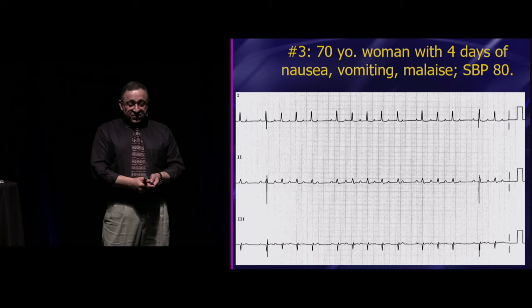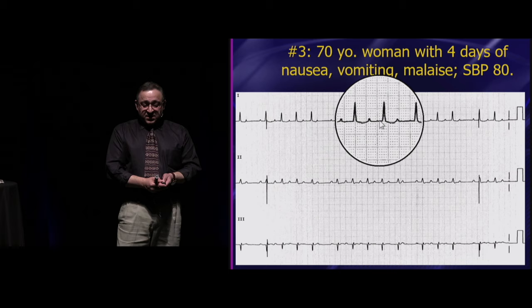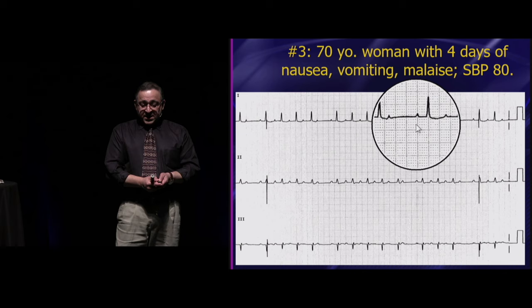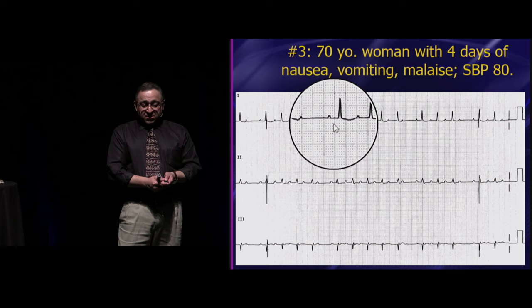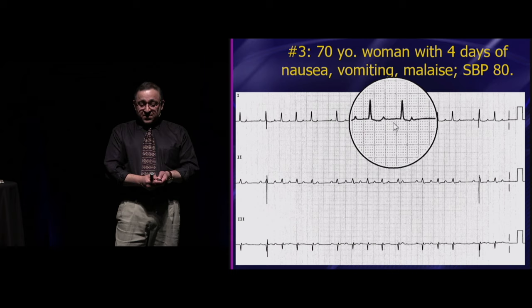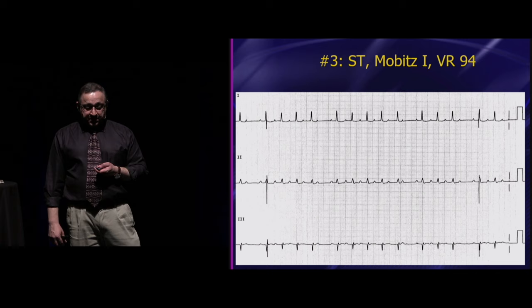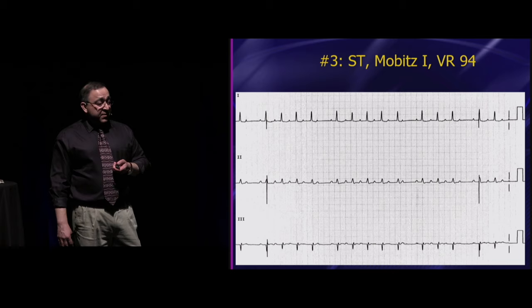So then if you keep looking at this, you see that there's a pattern where the PR seems to be gradually increasing until the lonely P. Again, compare the PR right after versus right before, and the change is obvious there. If you're looking at the changing PRs just to the naked eye, it doesn't look like there's much change there, but then right before the drop, it suddenly gets bigger and then starts out again. So this is a Mobitz 1, all right, with the rate of 94. This patient's got a blood pressure of 80. So Mobitz 1, blood pressure of 80, how do you want to treat the rhythm?